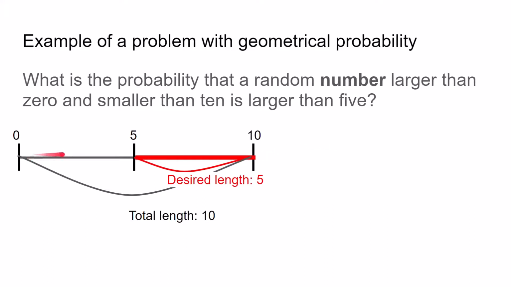This whole number line contains 0 to 10, as I said, and the red contains everything that is larger than 5 and smaller than 10. And this is our desired area, so everything in here is what we want, and everything that's here is what we don't want. The desired length is 5, and the total length is 10, so that means our probability is 5/10, or 1/2.